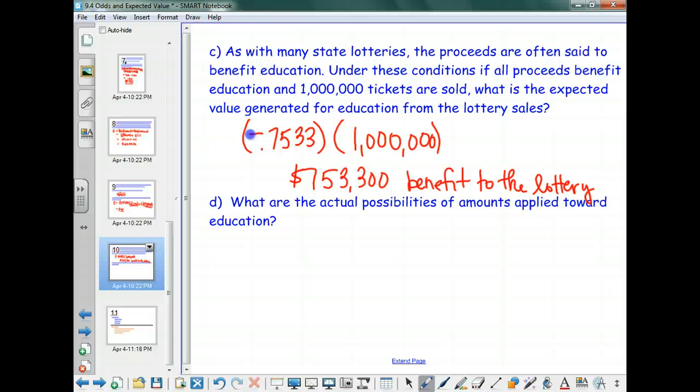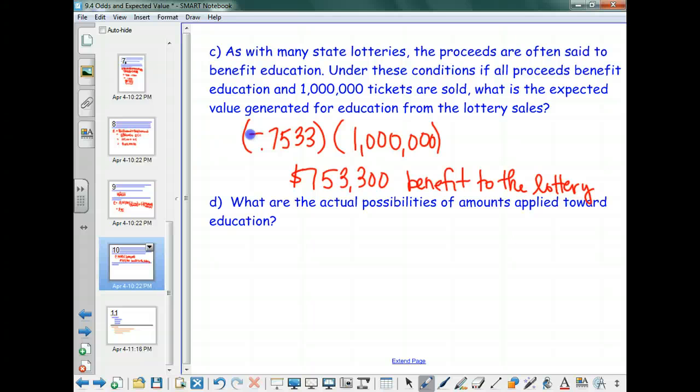Now, what are the actual probabilities that could be going towards education? That's the question. What's really happening here? Because really, that's not what's happening. That's what happens on average, right? Are you guys with me? That's on average. But what really happens when we run this system one time, okay?